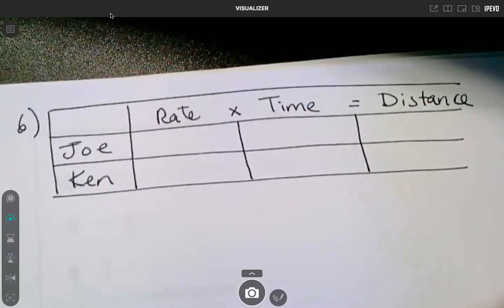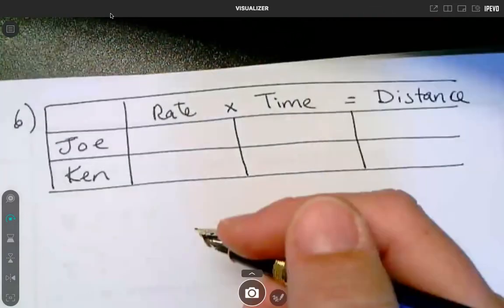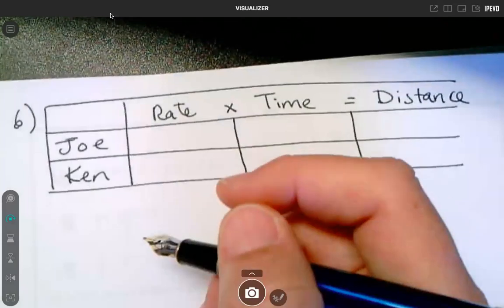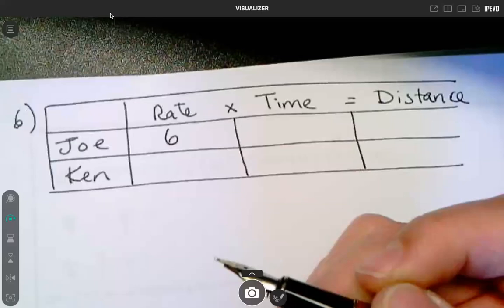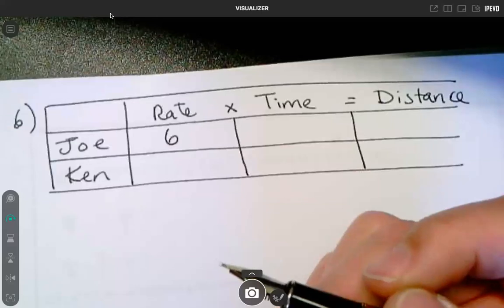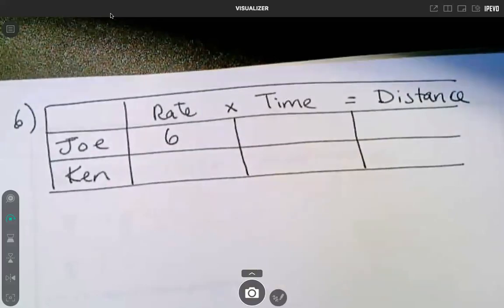So we know Joe's rate is what? 6 miles per hour. And okay, let's get our fractions going.